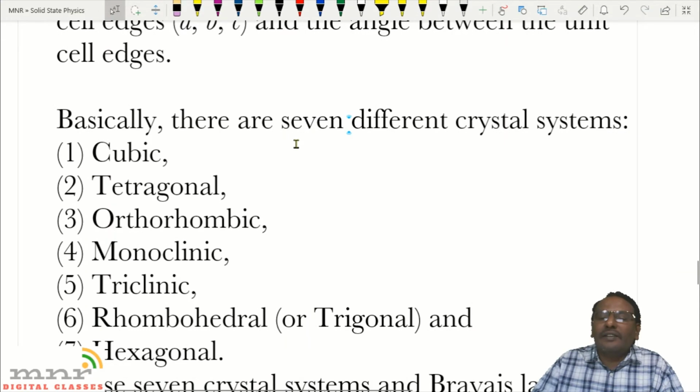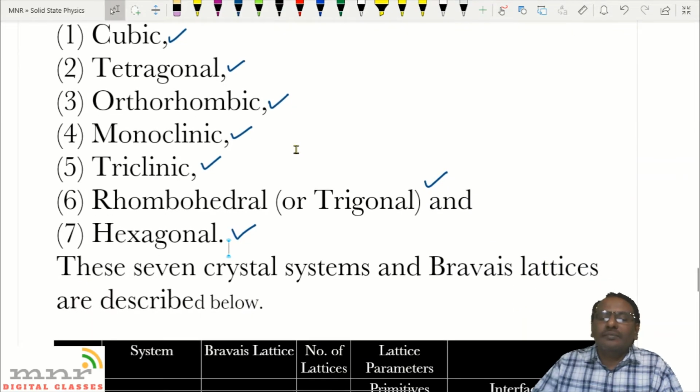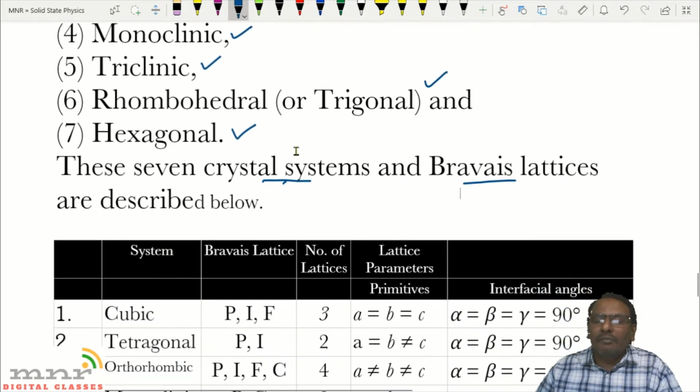The 7 different crystal systems are: cubic, tetragonal, orthorhombic, monoclinic, triclinic, rhombohedral or trigonal, and the last one, hexagonal. These 7 crystal systems and the Bravais lattices associated with them are described in the table below.